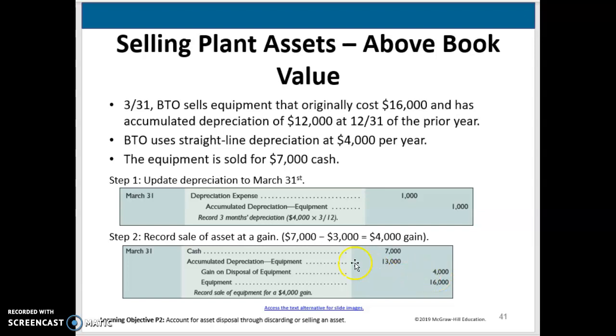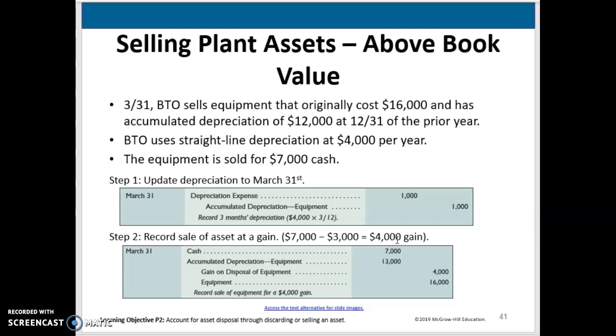The gain is calculated by taking the cash received minus book value. If it's higher, it's a gain. If it's lower, it's a loss. This one was above book value. We got more cash than book value, so we sold it above book value. So we had a gain on the disposal of equipment.